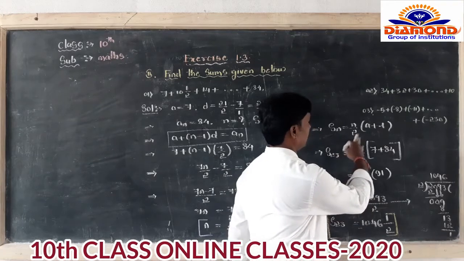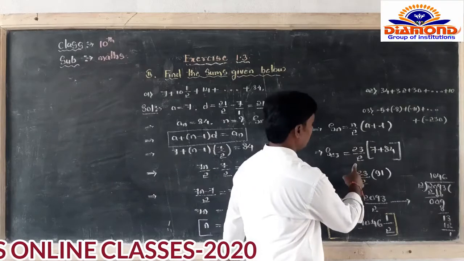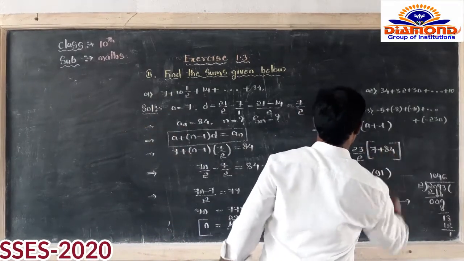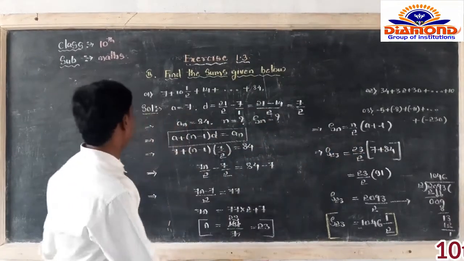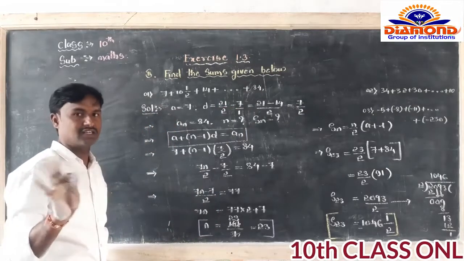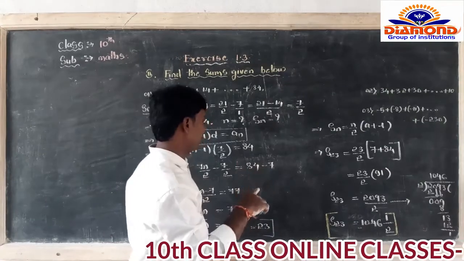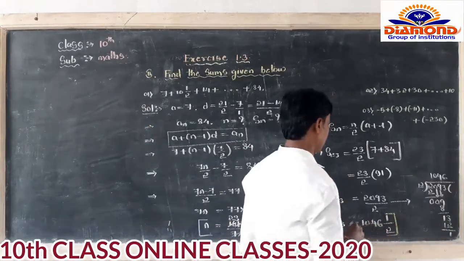Sn is equal to n upon 2 in the bracket a plus l. S23 is equal to 23 by 2 in the bracket, a value first term is 7, last term is 84. Why we are using this identity? Means we know that first term and last term. प्रीवियस वीडियो में हमको लास्ट टर्म के बारे में पता नहीं था, इसके लिए हम वो फार्मूला यूज करे थे, लेकिन इधर लास्ट टर्म हमको पता है, इसके लिए ये फार्मूला यूज करना चाहिए.